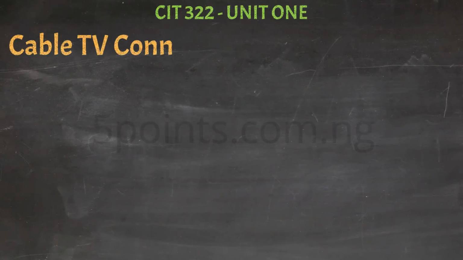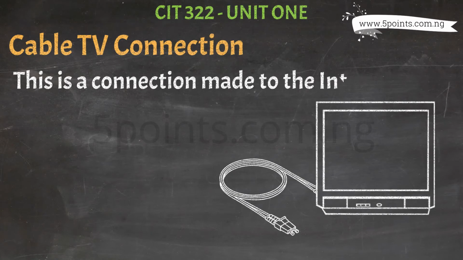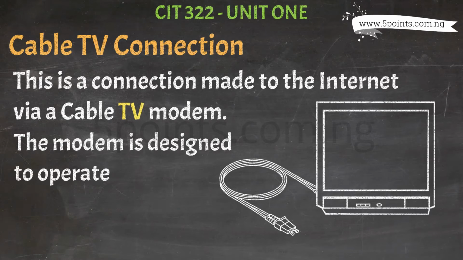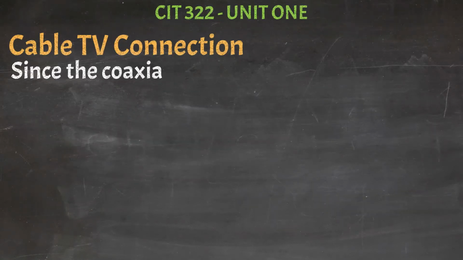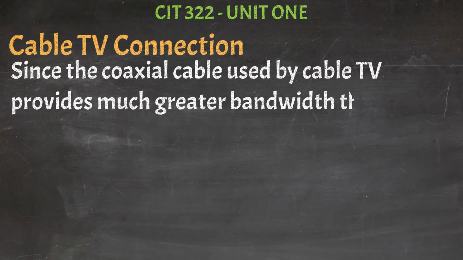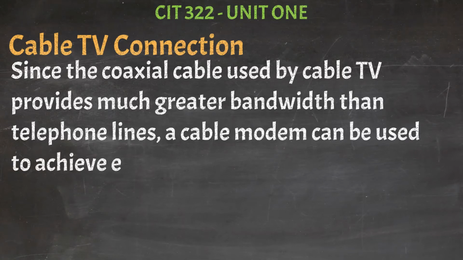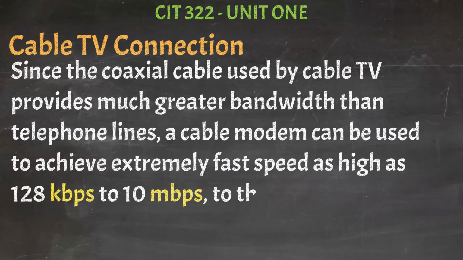Next is the cable TV connection. This is a connection made to the internet via cable TV modem. The modem is designed to operate over cable TV lines. Since the coaxial cable used by cable TV provides much greater bandwidth than telephone lines, a cable modem can be used to achieve extremely fast speeds, as high as 128 kilobits per second to 10 megabits per second, to the World Wide Web.